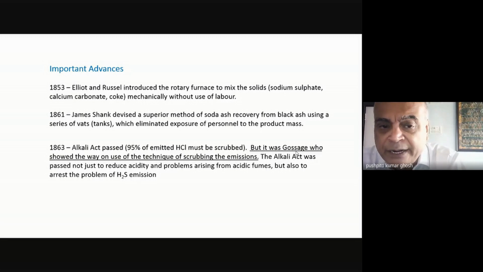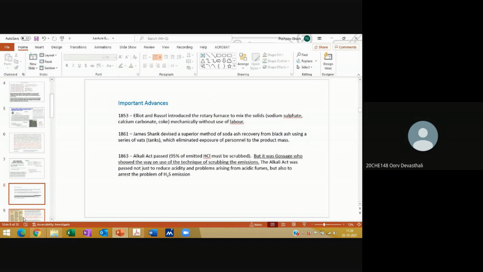Today, you just say, oh, you put a wet scrubber, you do this, do that. He was the one, and his work led to, in England, the first industrial act. It was known as the Alkali Act, and what they said is that 95% of the emitted HCl must be scrubbed, because already Gossage had devised the method of scrubbing. So can you please explain what scrubbing is, sir?